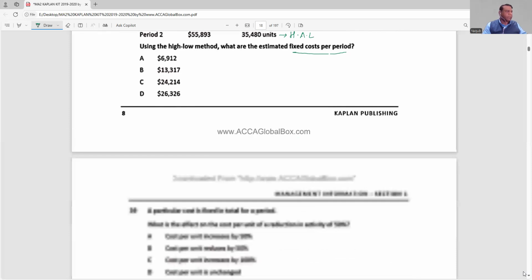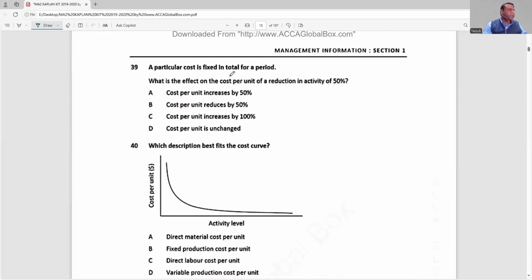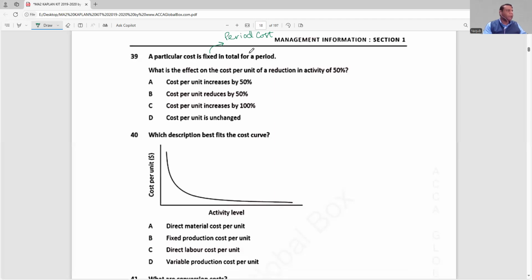Next, a particular cost is fixed in total for a period. Remember one thing: fixed cost is also called period cost, meaning this cost will remain fixed for a certain time period. So what is the effect on the cost per unit of a reduction in activity of 50%?